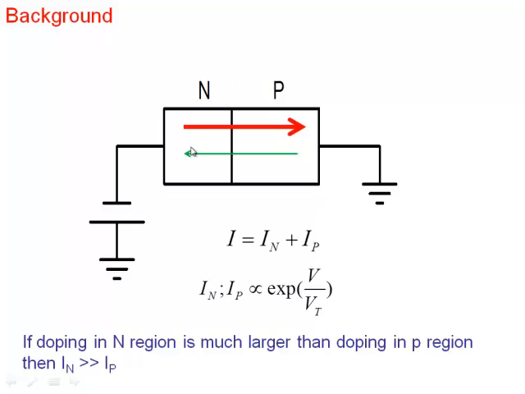So by controlling the ratio of the doping here, what I can control is that for every hole which is injected here, I may have 100 electrons which are injected here. So then my PN junction is 100 times more efficient in injecting electrons as compared to holes. By simply controlling the doping, I can control how many electrons go here as compared to the holes that come over here.